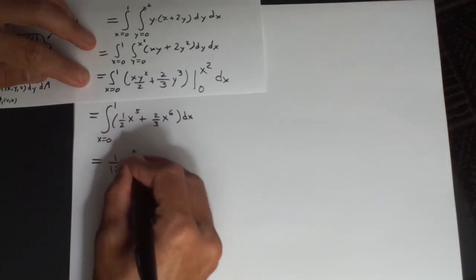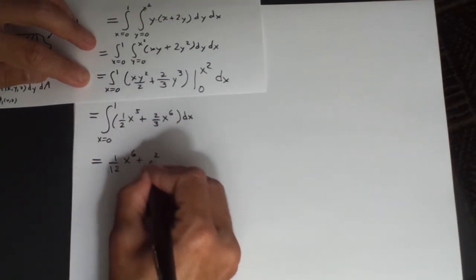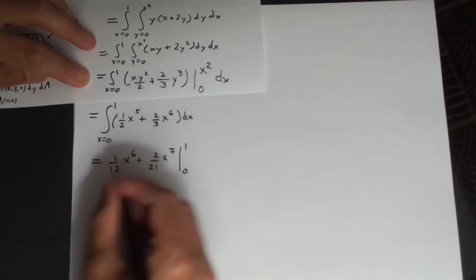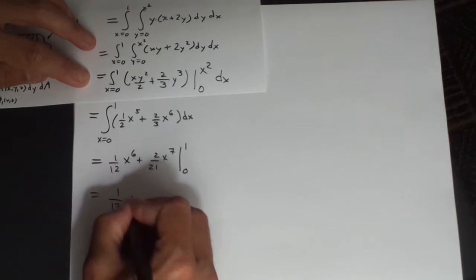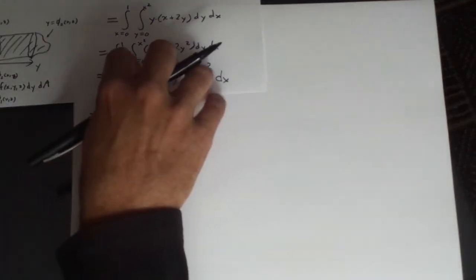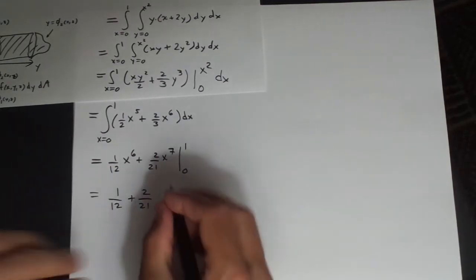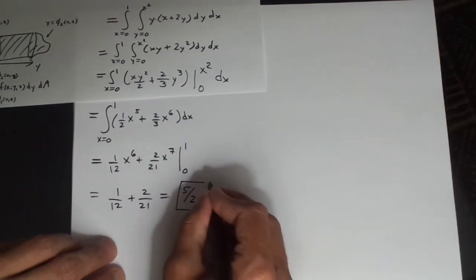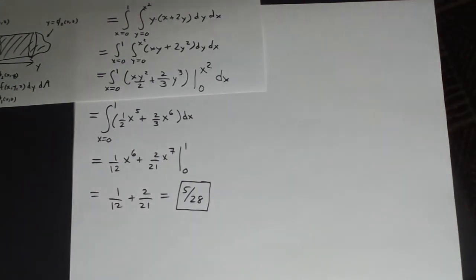I'm going to get 1/12 of x to the 6th plus 2 over 21 x to the 7th from 0 to 1, and that's 1/12 plus 2 over 21. And if you simplify that, the answer is 5 over 28. Okay? So that is what we end up with for the final answer.